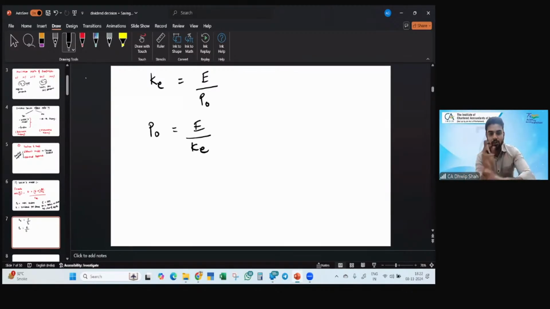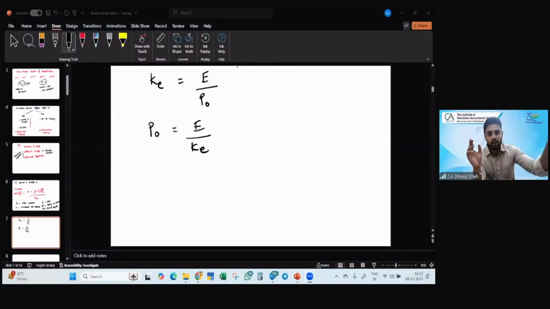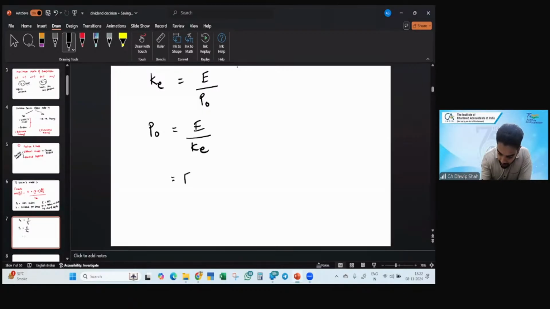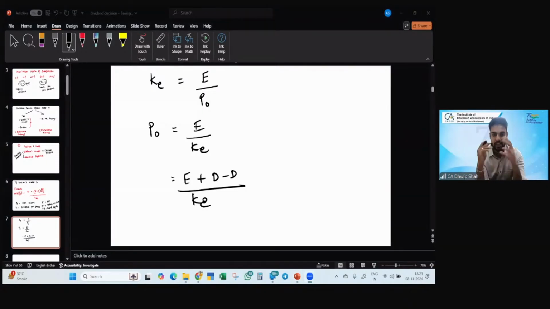I just flipped it around: P0 I took upwards and KE downwards. Now tell me, if I write it this way, E plus D minus D upon K, will my answer change? Plus D minus D will get knocked off. Still, the ultimate answer remains E upon K. Yes or no? Just try to carefully understand the derivation.